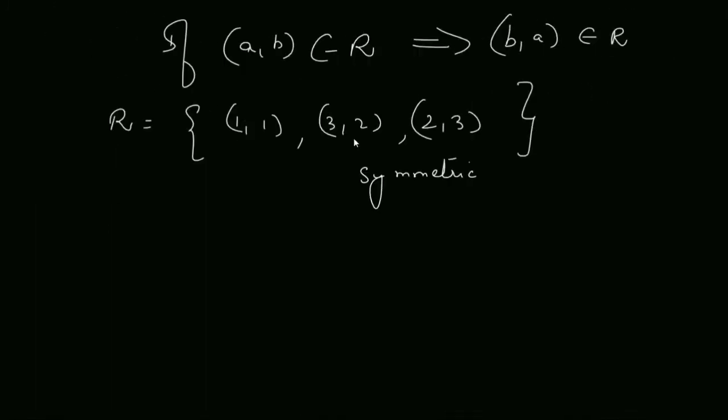The condition is, if (3, 2) is there, then its reverse pair (2, 3) should be there. If it is not there, leave it.